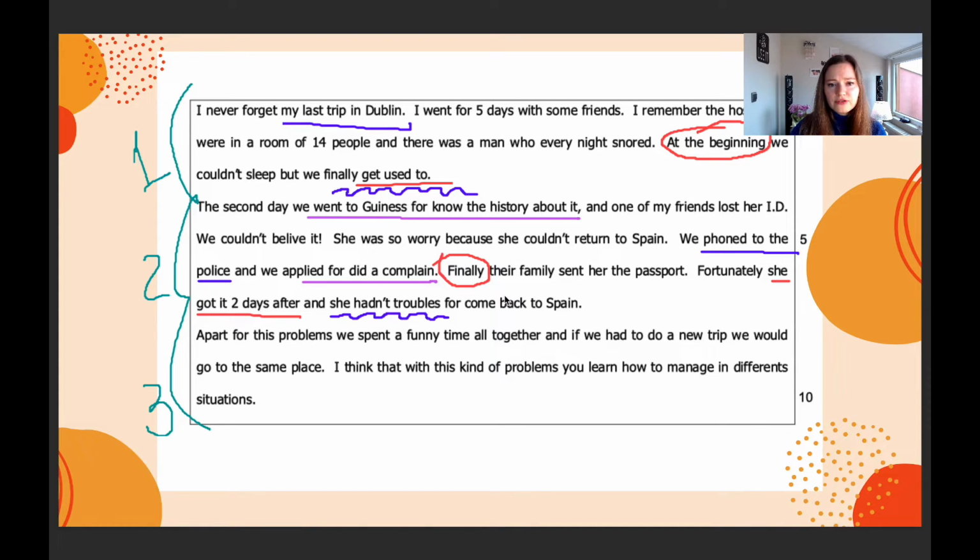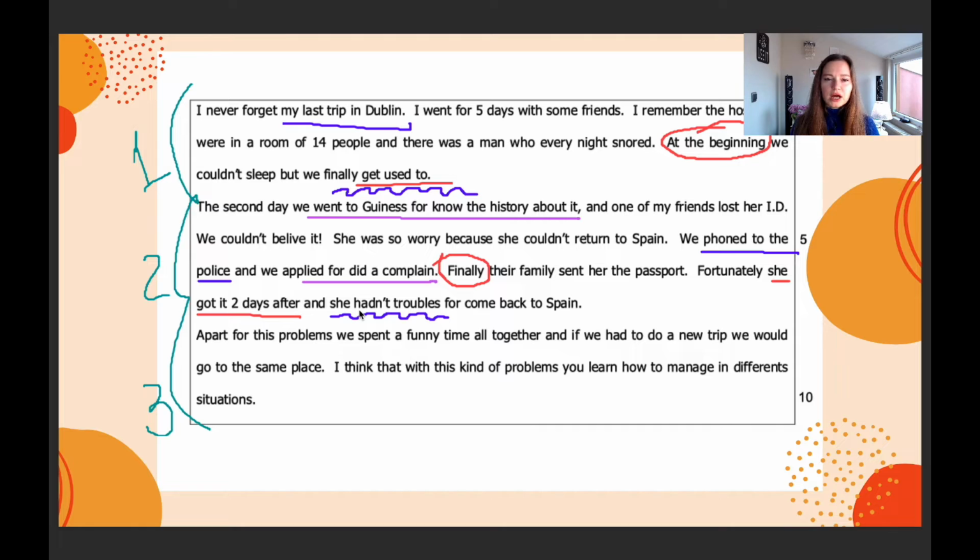And if we have a look further at the last sentence of the second paragraph, you can see that again the learner made a mistake with the past simple negative. "She hadn't troubles," which should be "she didn't have troubles."